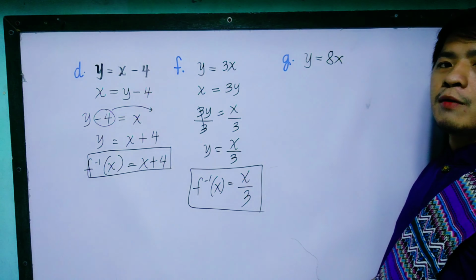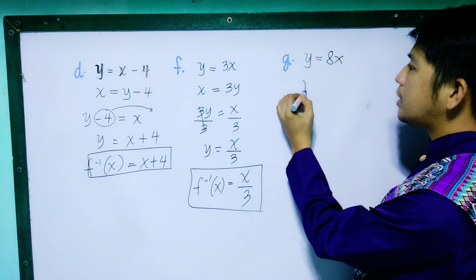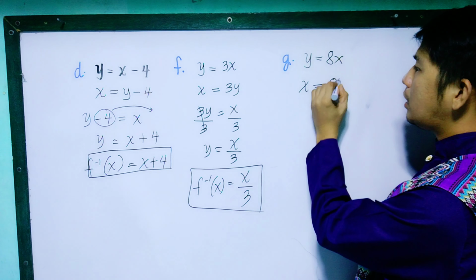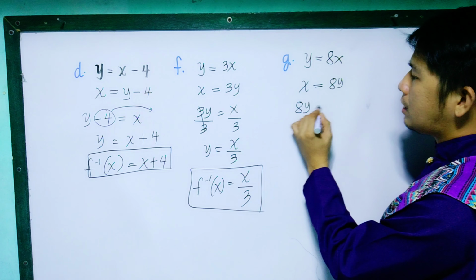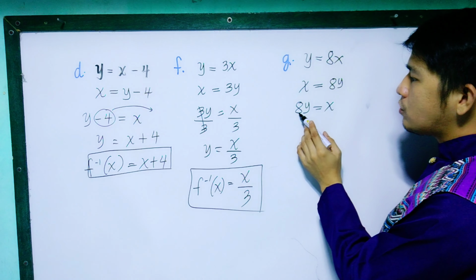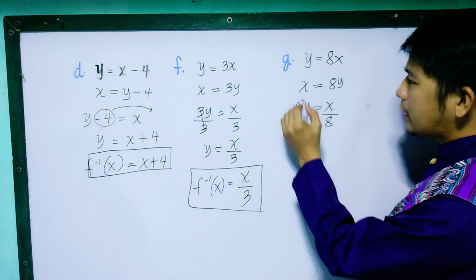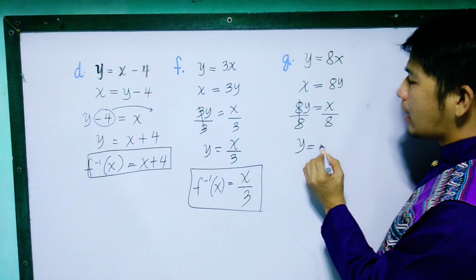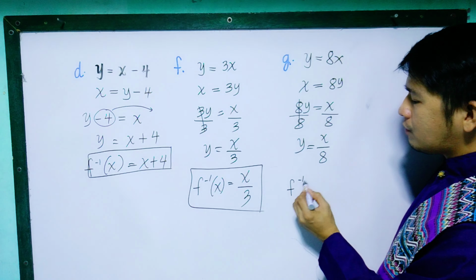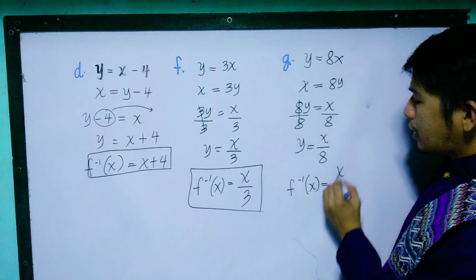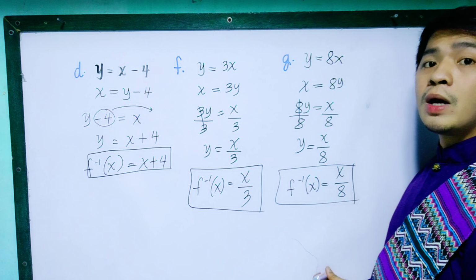Okay, so letter G, we have y equals to 8x. Interchange x and y, that is x equals to 8y. Then solve for y in terms of x. So 8y equals x. Remove this 8 para matira lang yung y. Divide both sides by 8. So, cancel this 8. It will become y equals to x over 8. And then, change y into f inverse of x equals to x over 8. This is now the inverse of y equals to 8x.